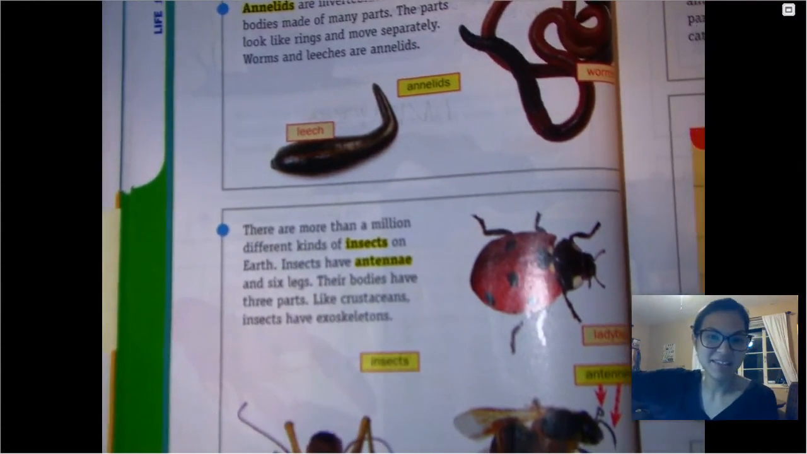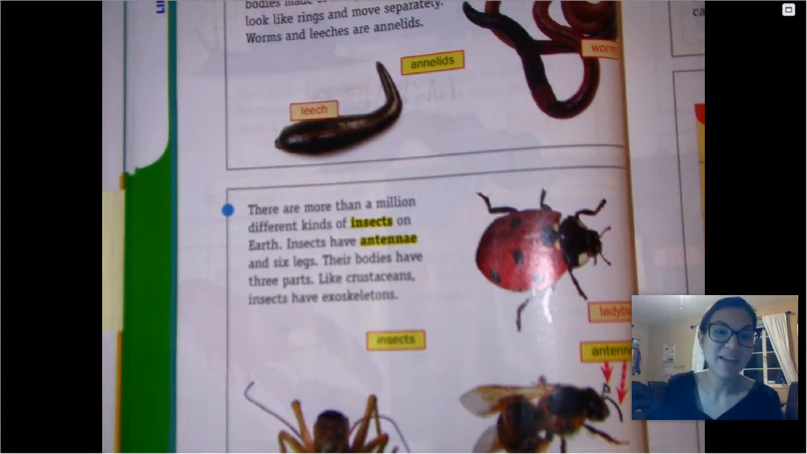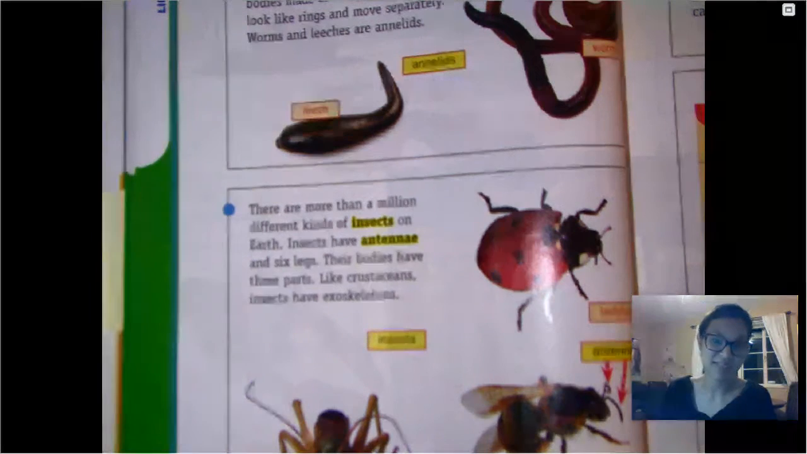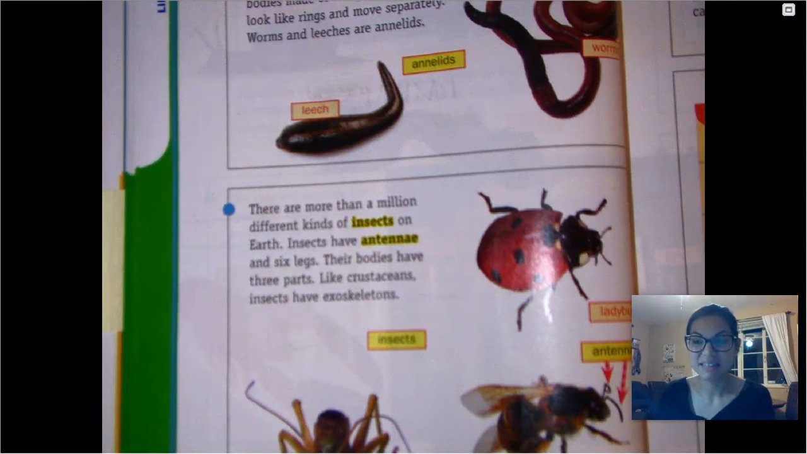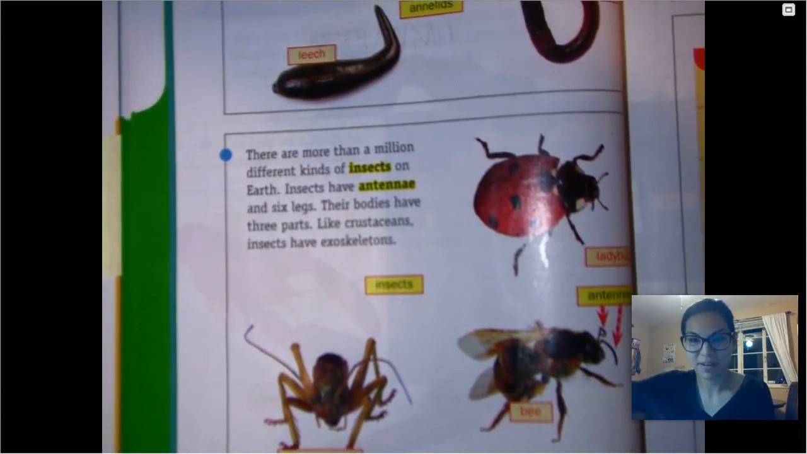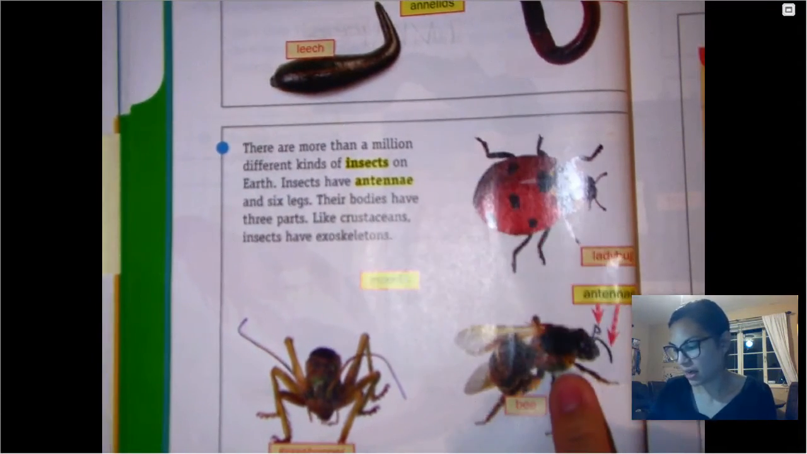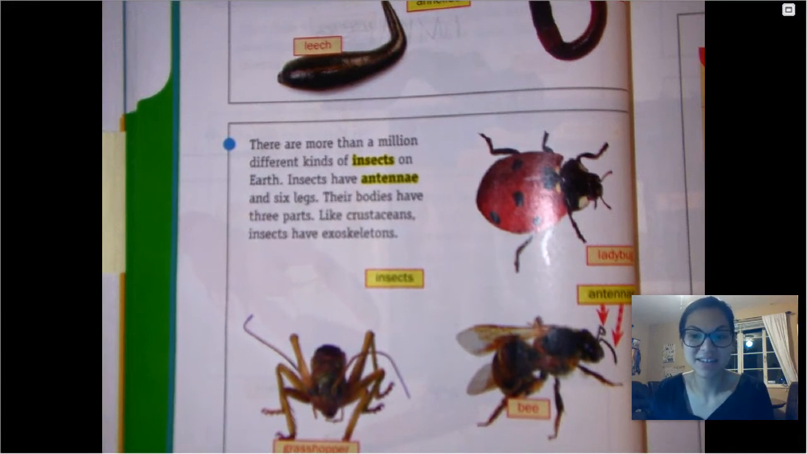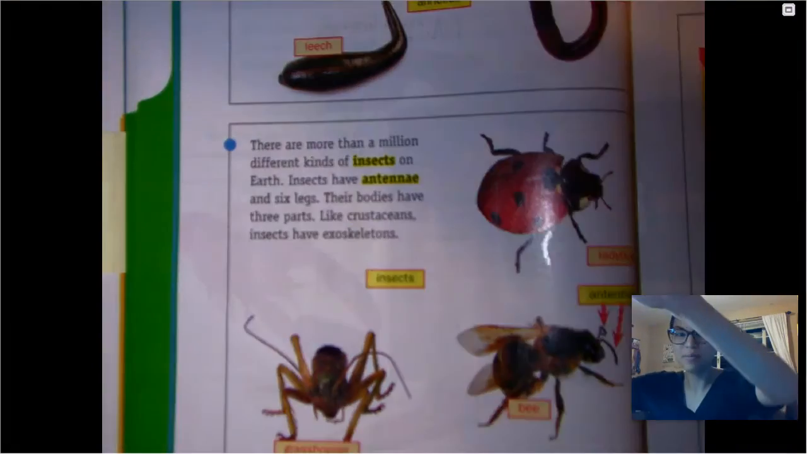All right, next, insects. There are more than 1 million different kinds of insects on Earth. Insects have antennae and 6 legs. Their bodies have 3 parts. Like crustaceans, insects have exoskeletons. That's sometimes why you might hear a little crunch when you kill an insect. But here are 3 examples of insects that should be pretty familiar. We have a ladybug, we have a bee, and a grasshopper. All right, so insects are another example of an invertebrate.